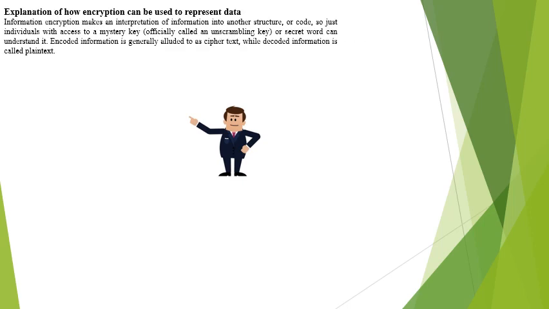Let's talk about how encryption can be used to represent data. Information encryption makes an interpretation of information into another structure or code, so just individuals with access to a secret key, a decryption key or secret word, can use it to understand it.